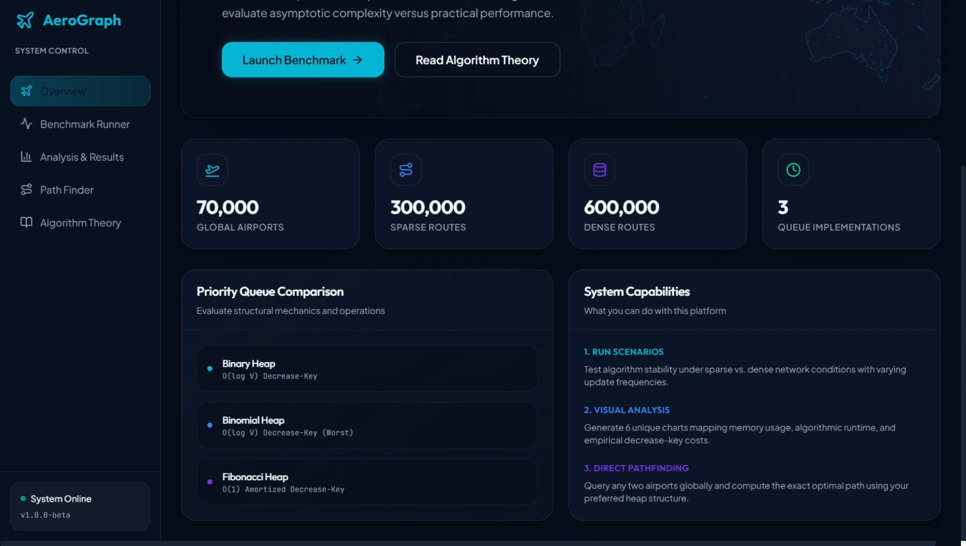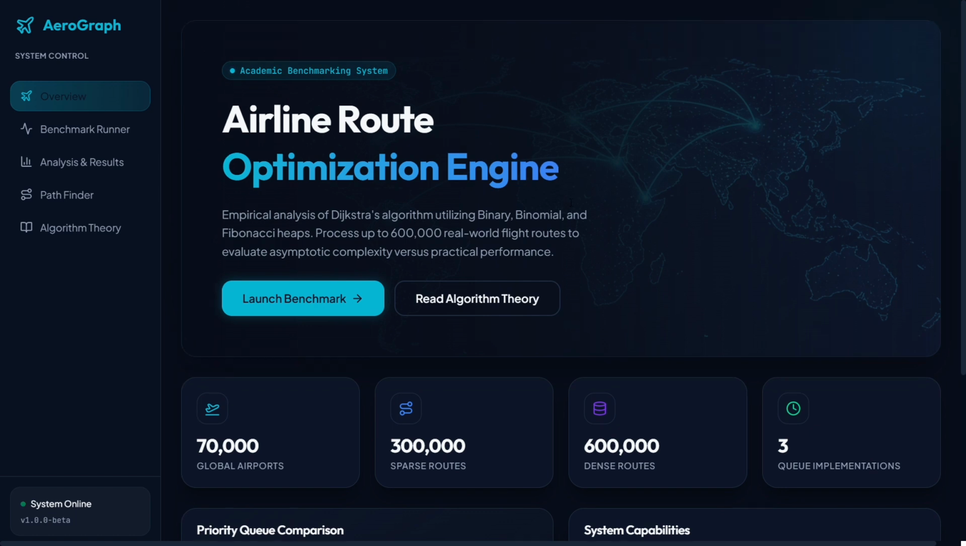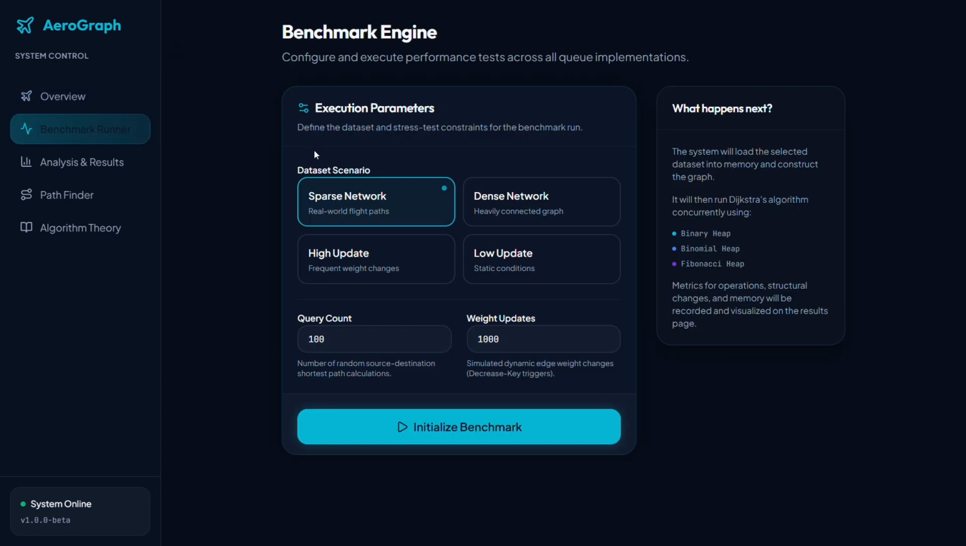To solve this problem effectively, we use Dijkstra's algorithm, which is a well-known algorithm for finding the shortest path in a weighted graph. In this project, three types of heap structures were analyzed: binary heap, binomial heap, and Fibonacci heap. The binary heap is the simplest and most commonly used structure implemented using arrays. It provides good performance with low overhead and is highly efficient in practical scenarios.